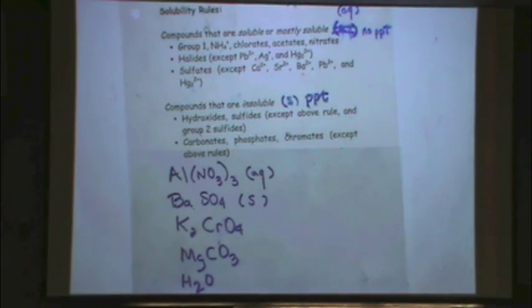What's that? Explain that again. We're looking at the third bullet, is the one that applies. It's because we have a sulfate. The sulfates are usually aqueous. But there's an exception, and the exception means the opposite. So if there's barium, it's actually a solid, not an aqueous. Okay, let's do the next one.